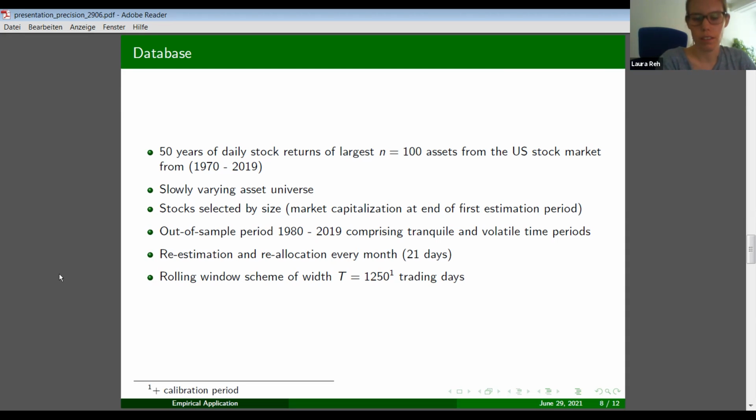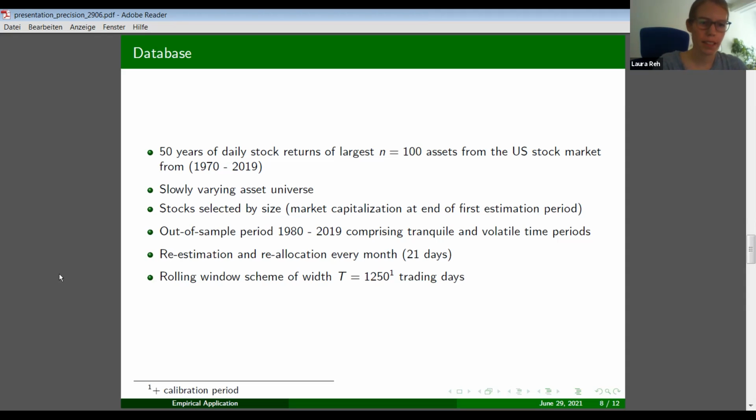We already saw it on one of the first slides, which clearly includes all kinds of economic periods that you might think of in the last 40 years, except for the COVID crisis, maybe. Then we re-estimate all models every 21 days, and the portfolios are only reallocated every 21 days, because otherwise we would achieve an unreasonable amount of turnover, which we want to avoid.